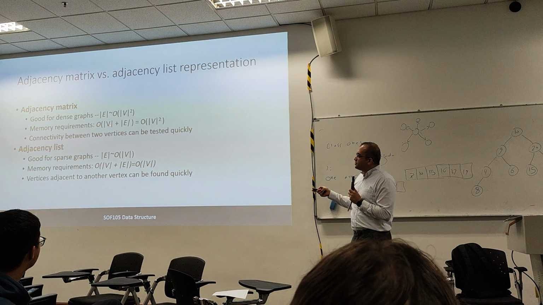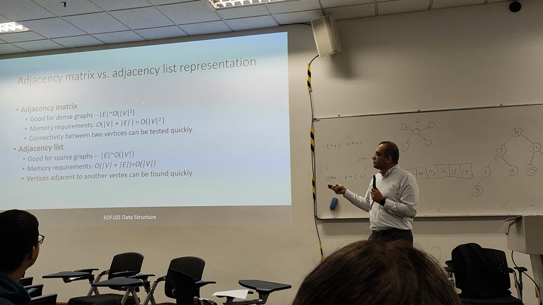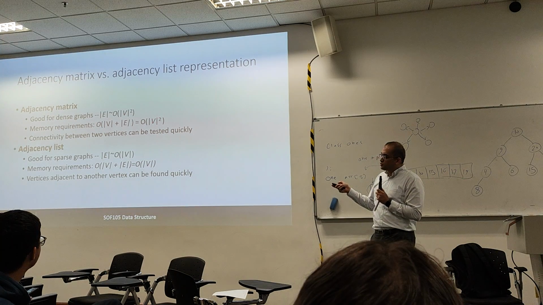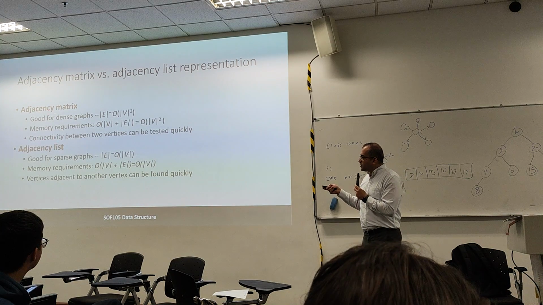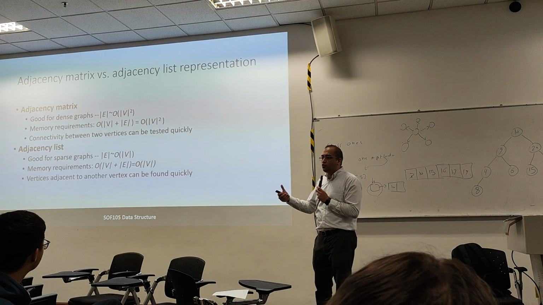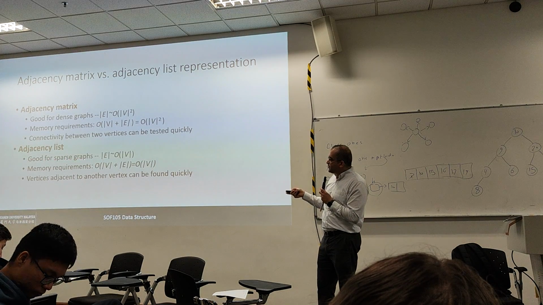Memory requirement. What about memory requirement? I need a two-dimensional matrix. So the same thing, based on the vertices here. How many rows and how many columns is based on vertices. So connectivity between 2 vertices can be tested very quickly, correct? Yes. So the adjacency list is good for a sparse graph.